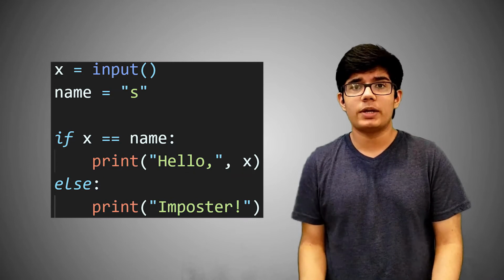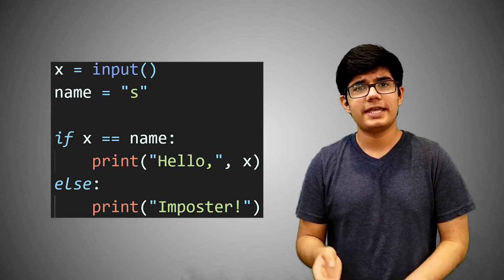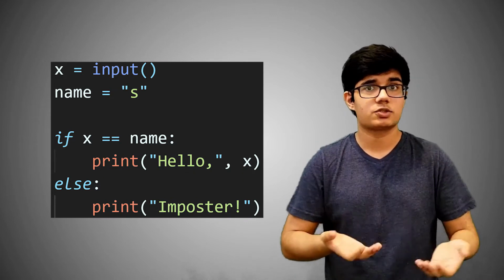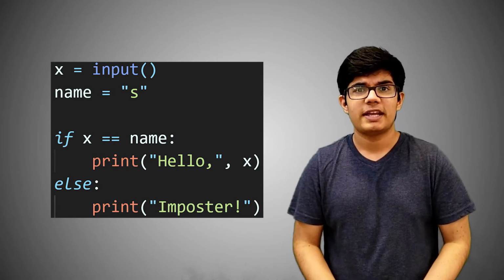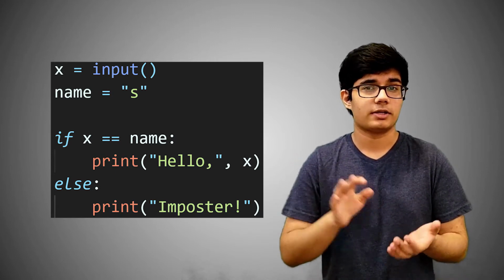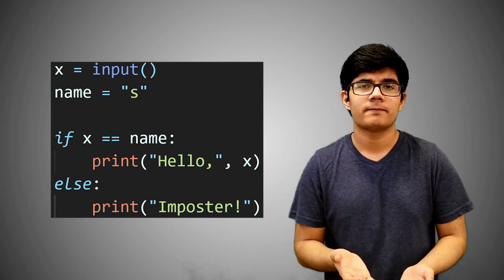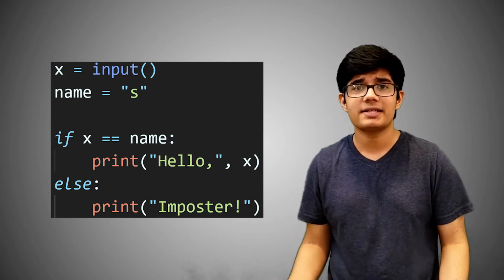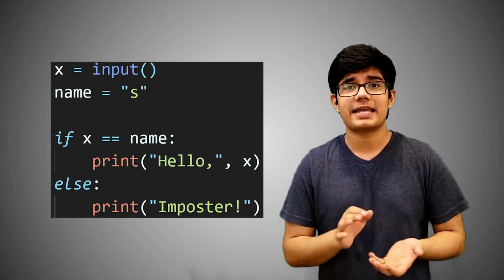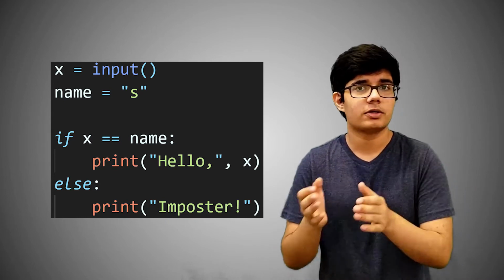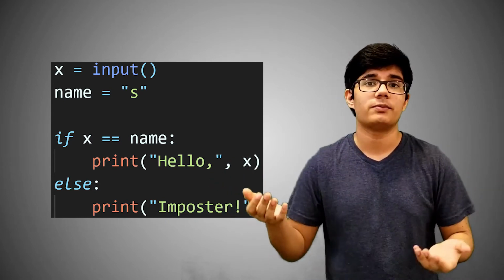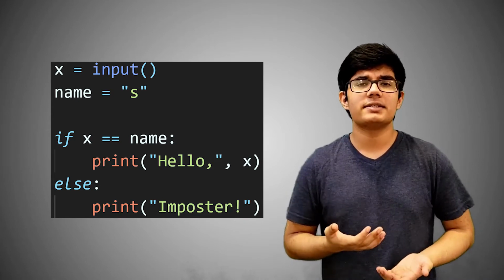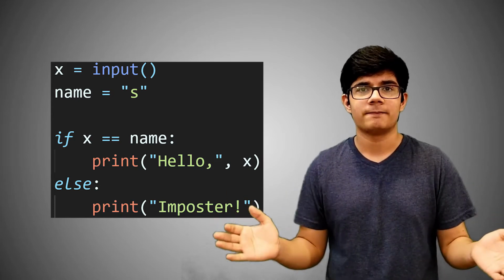So just as a quick rundown, our code takes input from the user, stores it in a variable called x, it creates a second variable called name and stores Bobby in it. It checks if name is equal to x. If it is, it prints out hello, comma, x, or input from the user. If it isn't, then it prints imposter.